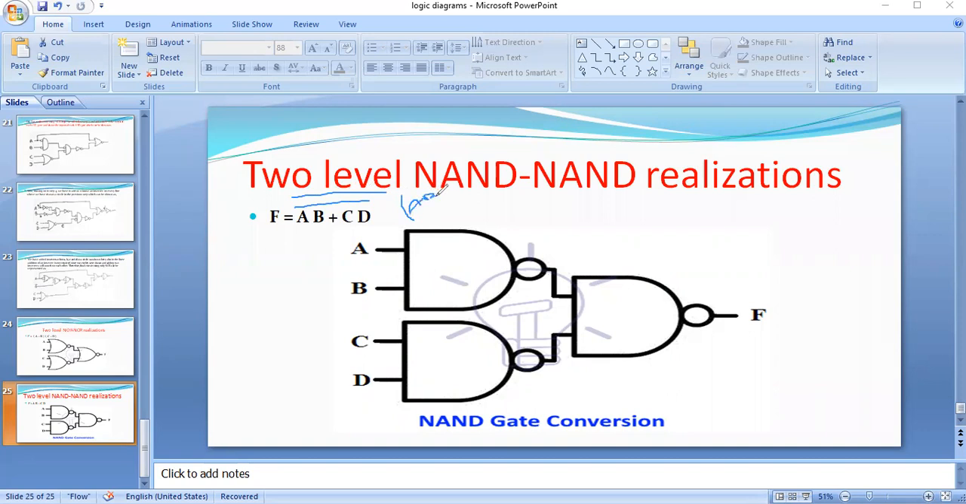Applying De Morgan's theorem, see here, (A plus B) whole bar means A bar dot B bar, where A means AB and B means CD. So (AB) whole bar dot (CD) whole bar, and we have another whole bar. So all are dot operations. We may use one NAND gate for this term and another NAND gate for this term, and we have another NAND gate for the whole output. So these are the two-level implementations. Okay, thank you.